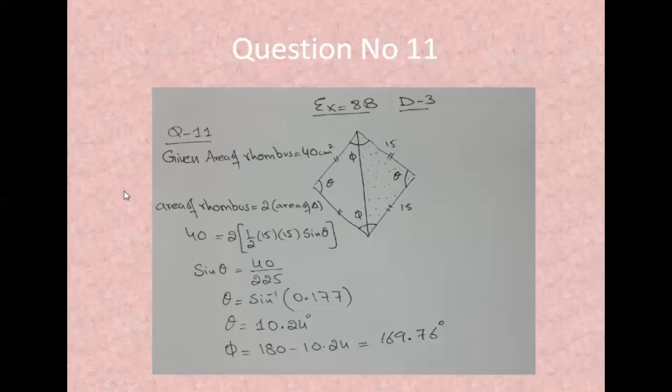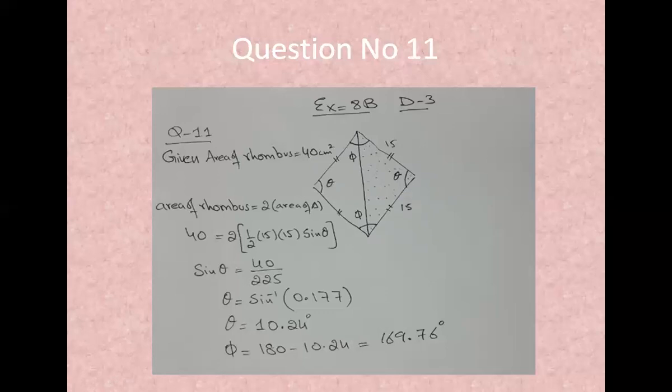Okay. So because this is a rhombus, you know this and this are the parallel sides. So if I know this angle, I can find this angle by just subtracting from 180. So I know the value of theta, that is 10.24 degrees. But I will find the value of phi, this, because these two sides are parallel. So this angle and this angle will be allied to each other. So their sum will be 180.